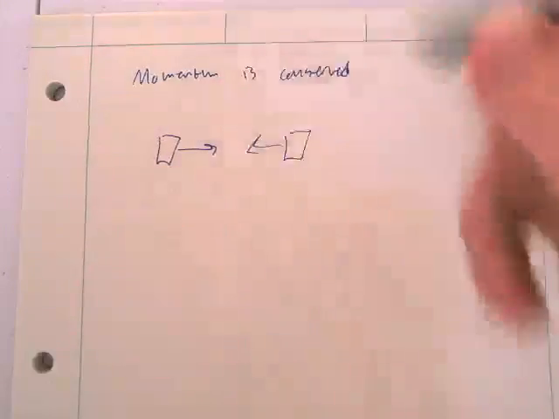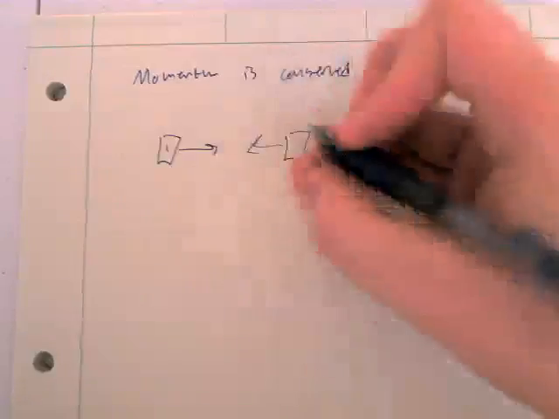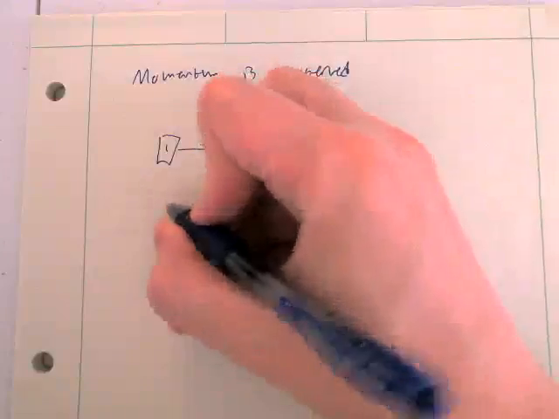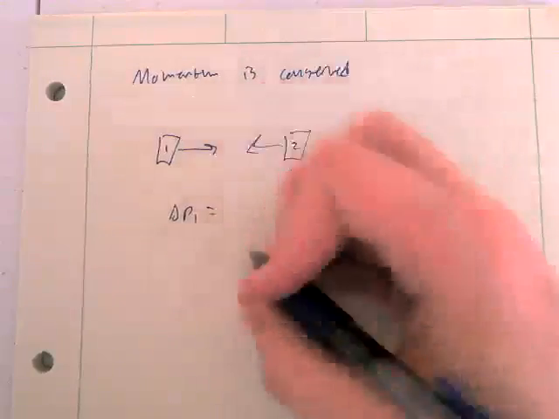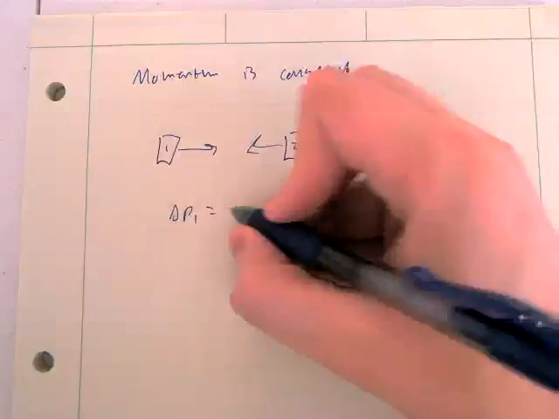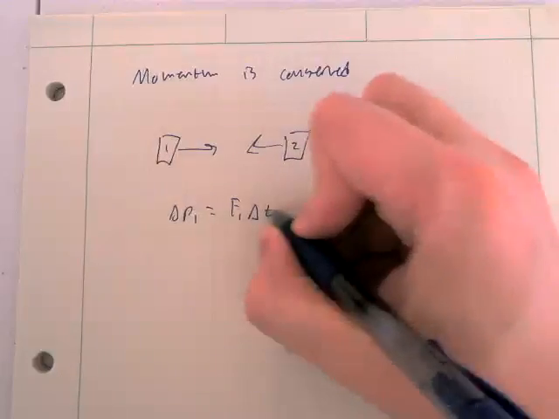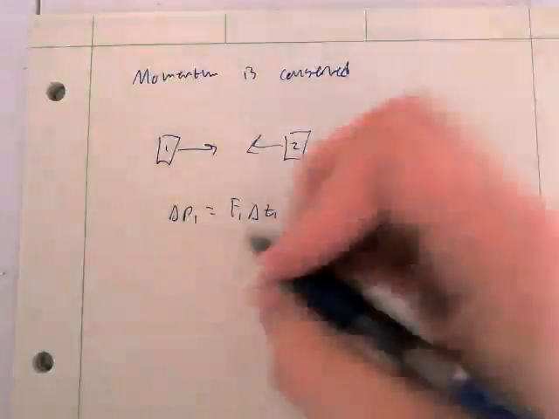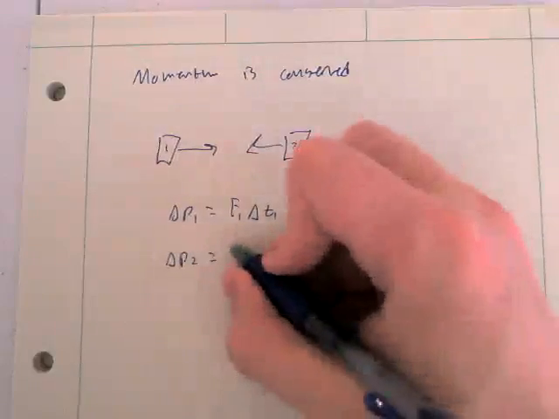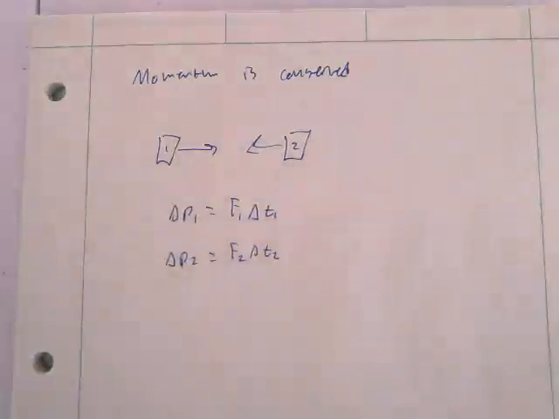So these two objects are coming together, they collide, they apply a force on one another. We'll call this object one, and this object two. When they collide, they apply a force, so the momentum will change. So what is the impulse of object one? Delta P1 is going to be the force on one times the amount of time that that object experiences that force. And what's delta P2, the change in momentum of this one? It's whatever force this one experiences times however long that force is being applied.